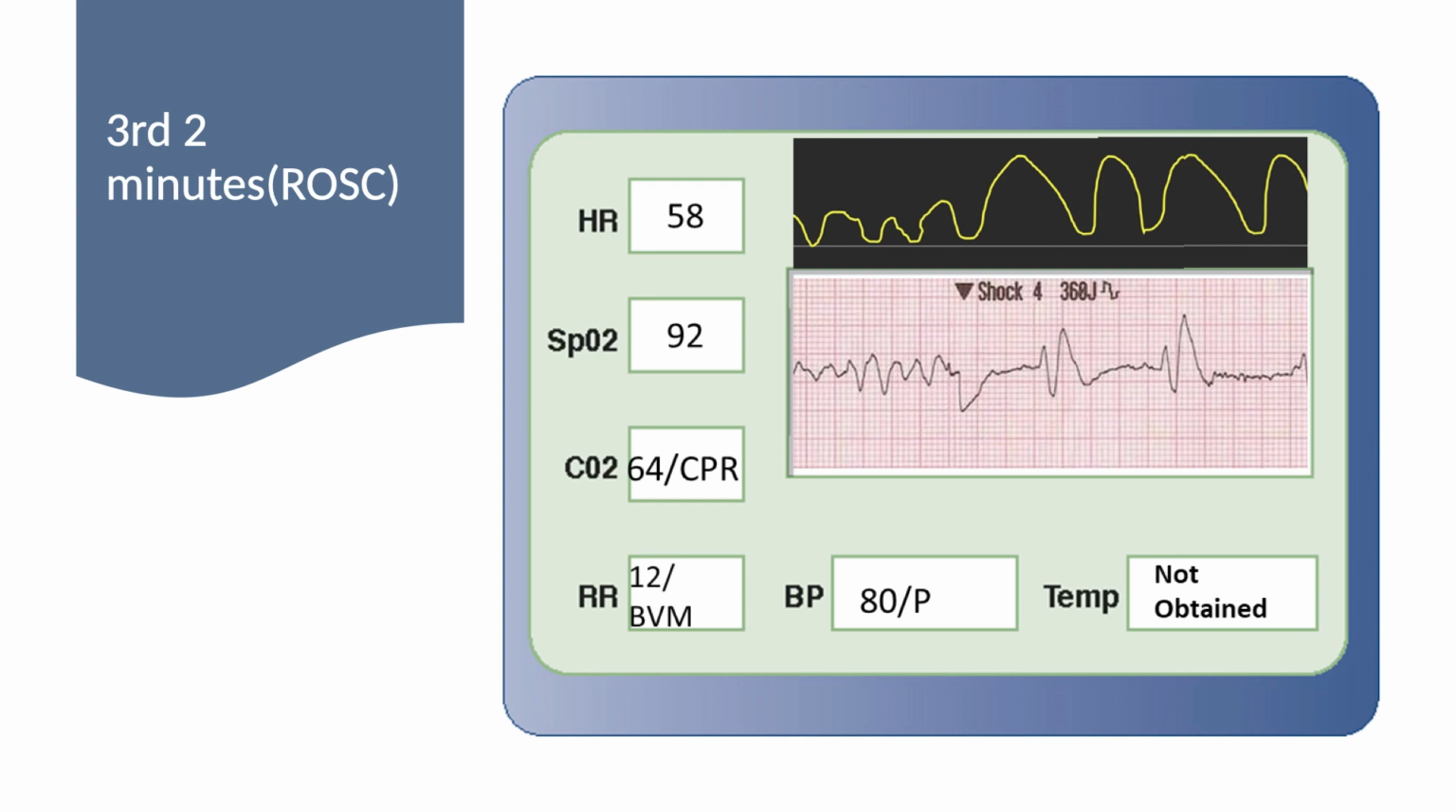So now we have a perfusing pulse and we want to obtain a blood pressure. You get a blood pressure of 80 over palp is what we get here. 80 over palp. This lets us know, great, we can feel good, we got ROSC, and now we have an even more complex, challenging patient to manage and treat and ultimately transport here. So what are we gonna do about this for this patient?